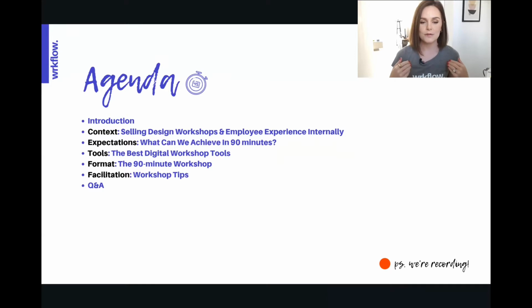If you're putting together a proposal for an EX design workshop, these are the kind of insights or suggestions that you can put into your proposal. Next, we're going to run through some expectations. 90 minutes is relatively short. I mean, longer than a 60-minute meeting, of course, but relatively short in the design world. So we'll run through what you can expect to achieve. We'll talk about some of the tools we use here at wrkflow, so communication platforms, etc. And then we'll run through the format. This is the real meaty part of today's masterclass: what does a 90-minute workshop look like? What would the ideal agenda be? And then we'll run through a few facilitation workshop tips.